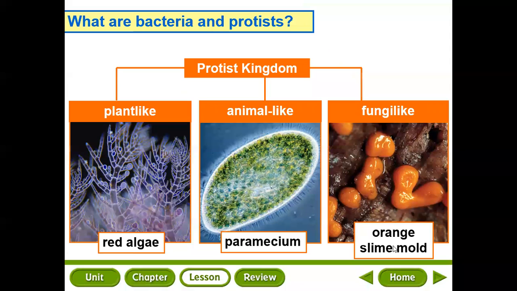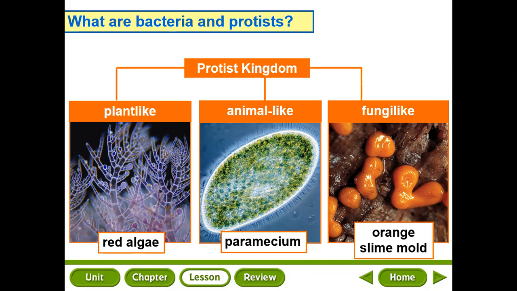They are plant-like, animal-like, and fungus-like. The protist algae are similar to plants. What does this mean? They have chlorophyll and make their own food by themselves. Amoebas are similar to animals.